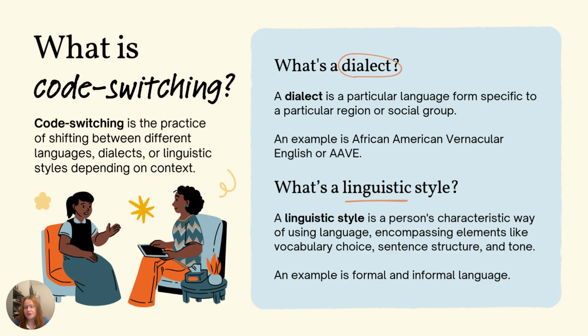But what actually is it? Just to make sure that we're all on the same page here. Code switching is shifting between different languages, dialects, linguistic styles based on a given context. At least when I was growing up, there was a movement to make African American English an actual second language in schools. And that was when a lot of this idea of code switching first came into the general consciousness in the US.